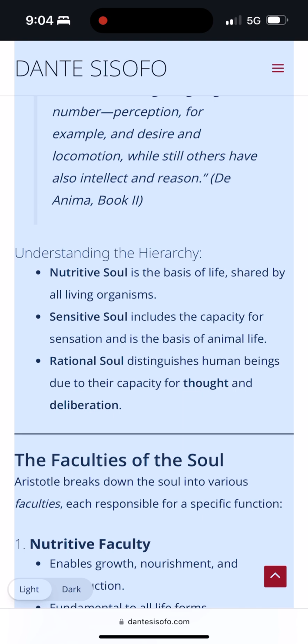Nutritive soul is the basis of life, shared by all living organisms. Sensitive soul includes the capacity for sensation and is the basis of animal life. Rational soul distinguishes human beings due to their capacity for thought and deliberation. The faculties of the soul. Aristotle breaks down the soul into various faculties, each responsible for a specific function. 1. Nutritive faculty enables growth, nourishment, and reproduction, fundamental to all life forms.